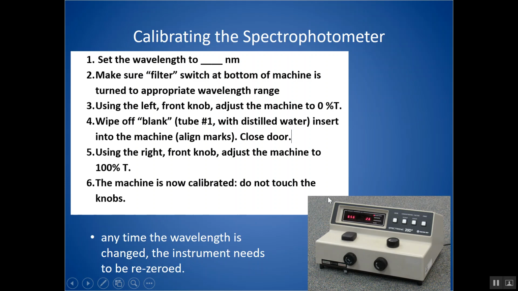You make sure the door's closed so no other light comes in, and then you would adjust the machine to 100% transmittance. The blank might be distilled water, or it might be distilled water and something else, depending on what you're analyzing. You're teaching it that this is 100% transmittance when all this light is passing through this blank. And now you have calibrated the machine. You don't want to adjust any of these knobs at any other time unless you're changing the wavelength. Anytime you change the wavelength, the machine needs to be recalibrated or re-zeroed.